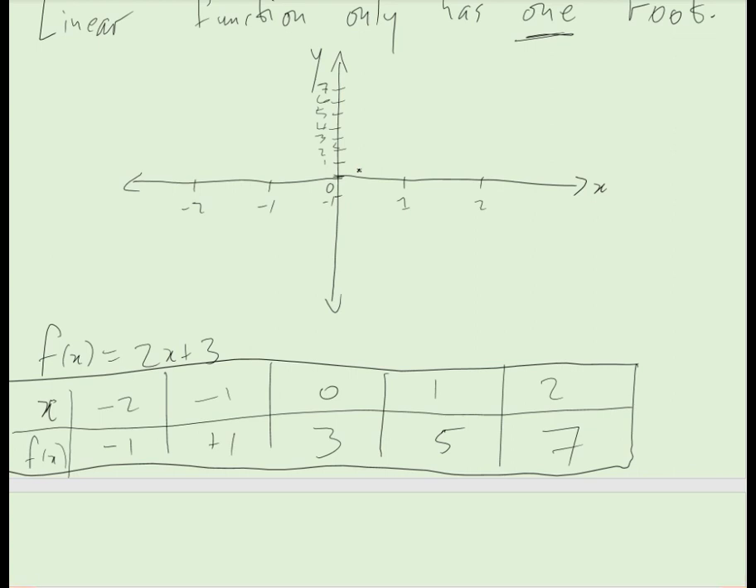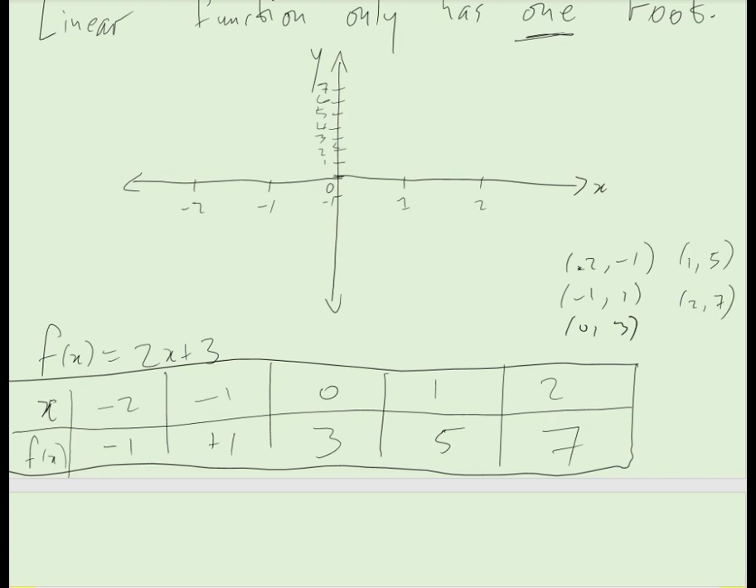So if we look at this table here, from this table, our points that we can plot are -2, -1. So we always write the x first. -1, +1, 0, 3, and 1, and 5, and 2, and 7. And then we just plot it. We can imagine this is some sort of a grid, and we plot.